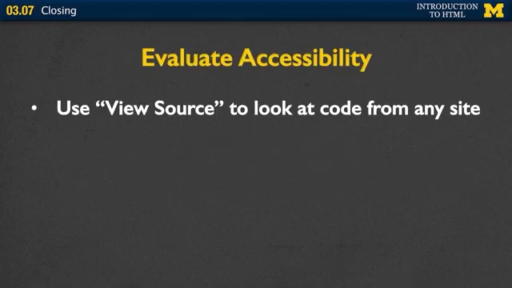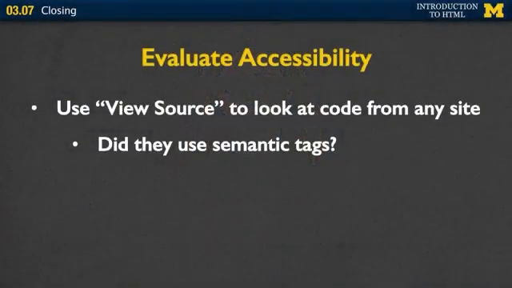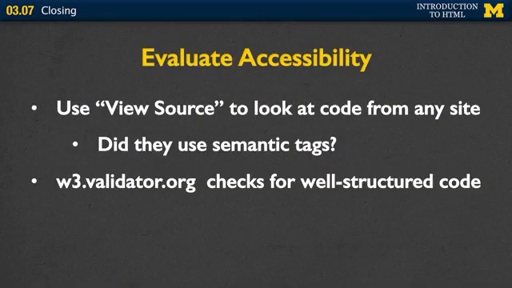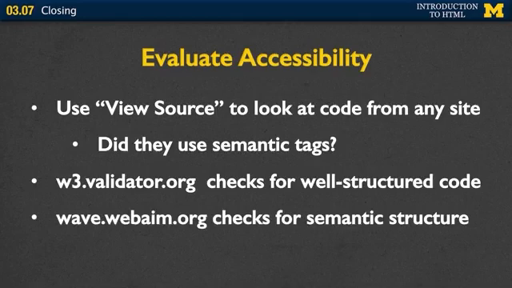You also are at the very beginning of learning how to evaluate for accessibility. From the first step of viewing other people's source code and looking for those semantic tags, you know the importance that these tags have for people who want to access your page. You also have the ability to go to thevalidator.org to check for well-structured syntactic code, or to go to WebAIM to check for that semantic structure that people may or may not be using in their code. Again, the ability to evaluate accessibility is something that we really need more and more people to know.